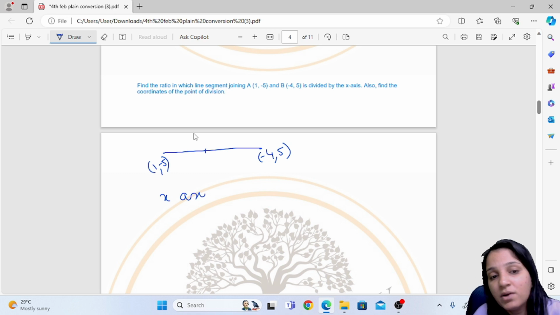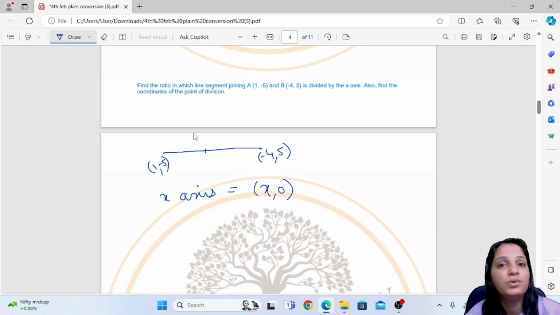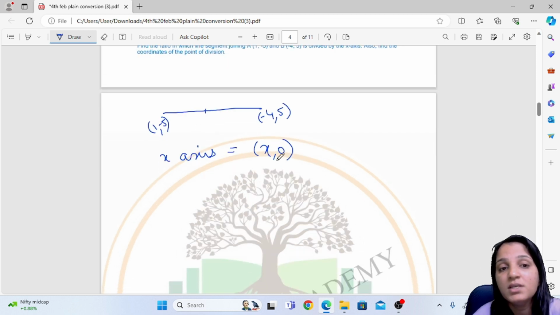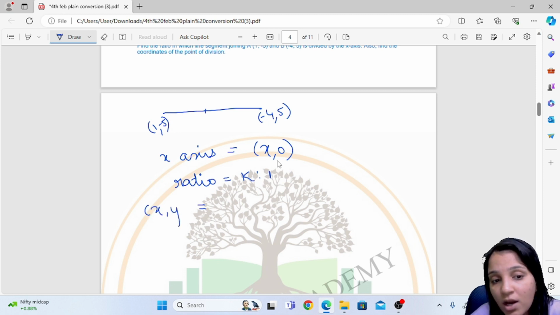Now the x-axis point is given by x comma 0 always. I explained this to you in the last video. The x-axis point is always given by x comma 0. Now we have to find the value of this x. Here the ratio also we don't know. The ratio is also not given. When a certain point and ratio are not given, you have to always take the ratio as k is to 1.